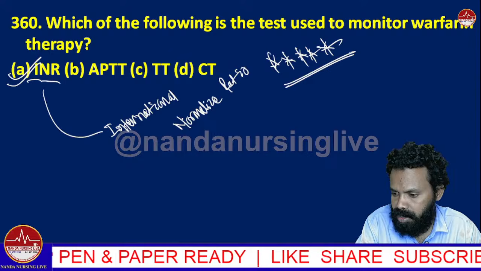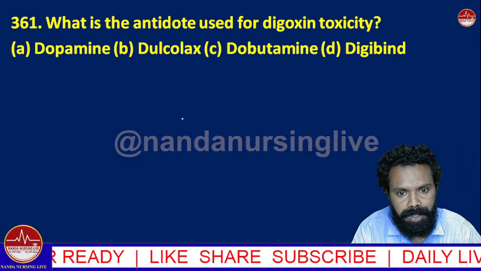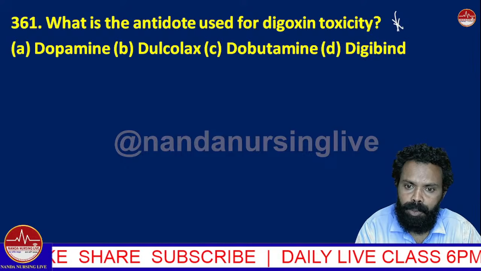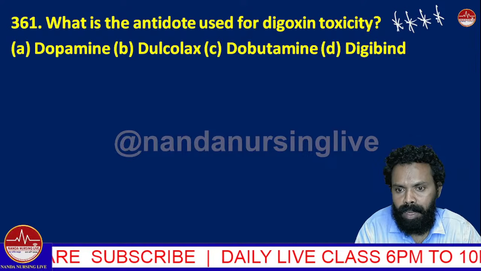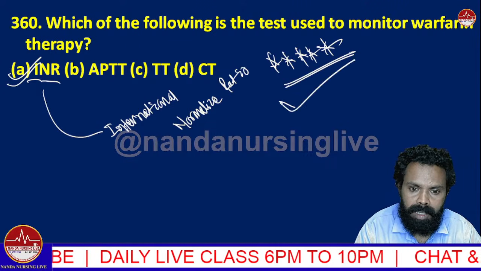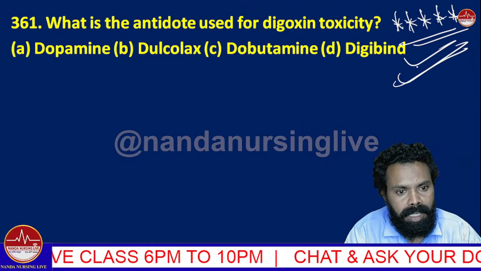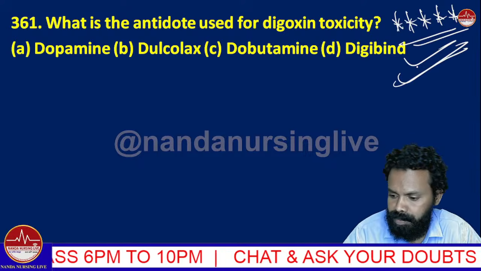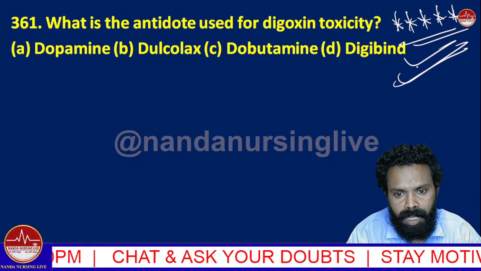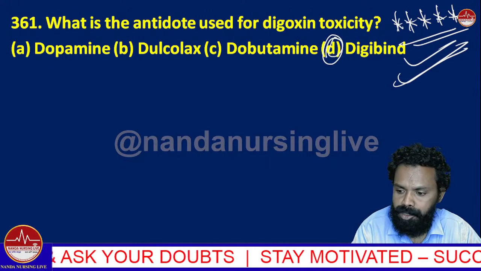Option A is the correct answer. Next question, question number 361. What is the antidote used for digoxin toxicity? Most important MCQ, also important for paper questions. Option A is dopamine, option B is dulcolax, option C is dobutamine, option D is DigiFab. So correct answer is DigiFab, option D.